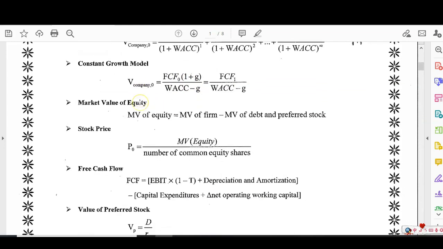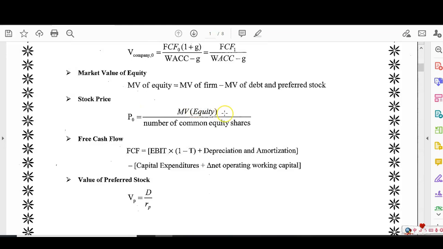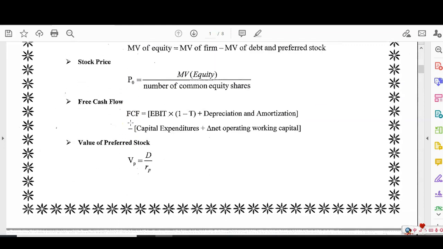After we get the firm value, we can take the firm value minus the debt and preferred stock market value. So we have the market value of equity left. And we can use the market value of equity divided by the number of common equity shares. So we have the stock price, or equity value per share, P0. In order to have free cash flow, we need to use EBIT multiplied by 1 minus tax rate, plus depreciation and amortization, minus capital expenditures, plus delta net operating working capital.